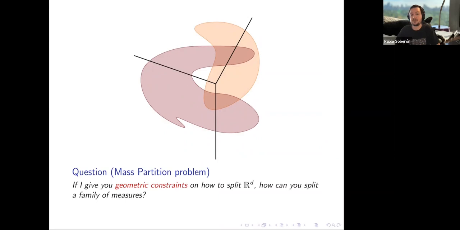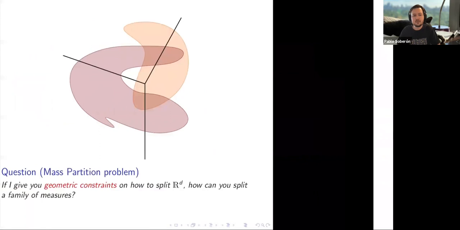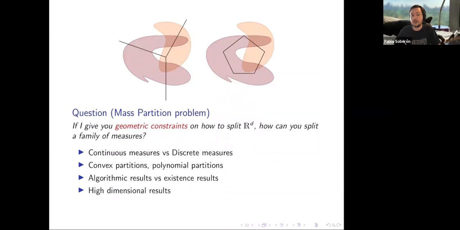This is a family of results that has been worked on, I think, formally for over 100 years. Some common variants depend on whether you're talking about continuous measures or discrete measures; it changes things a bit. If you're looking for convex partitions, so the pieces have to be convex, that's a usual condition. If you're talking about polynomial partitions, that has nice applications in incidence problems. You might want to say something about each part in the partition.